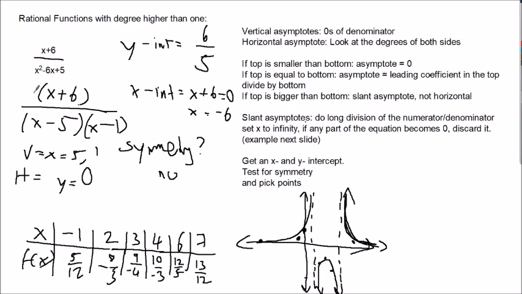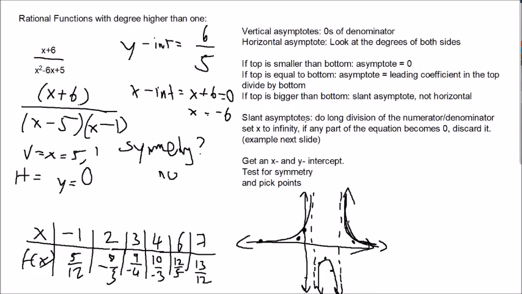For example, this rational function has a bottom with a degree of 2. There are 6 steps to conquering this rational function. You have to find the vertical asymptote, the horizontal asymptote, or slant asymptote if you have any of them. You have to get an x-intercept and a y-intercept. You have to test for symmetry, and then once you've done all that, pick some points to get the general shape of the graph.